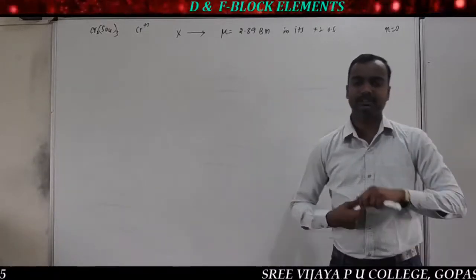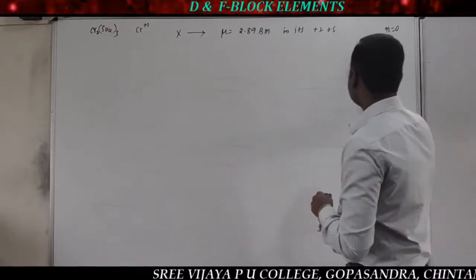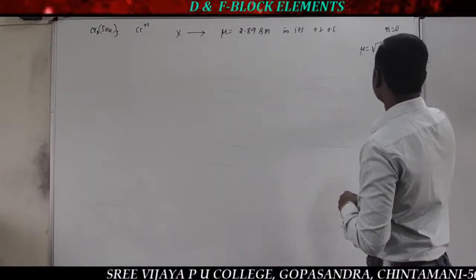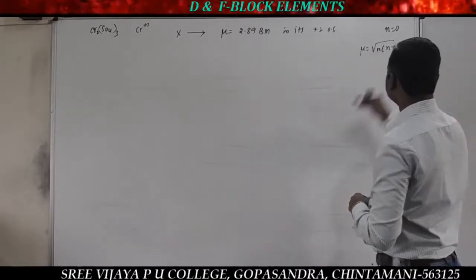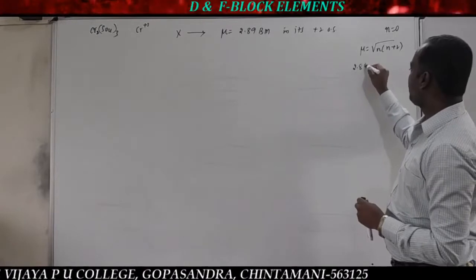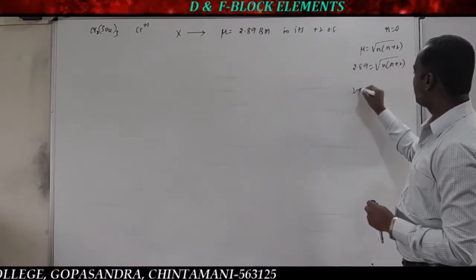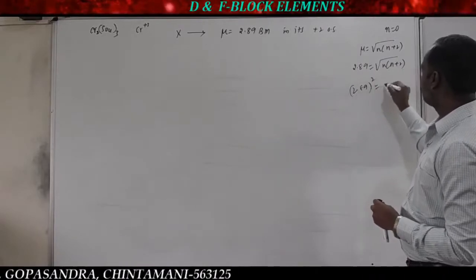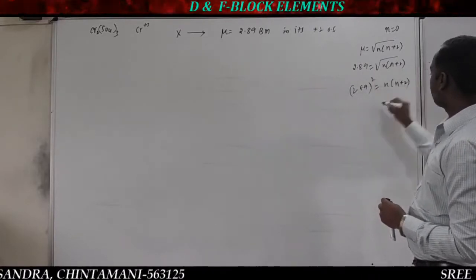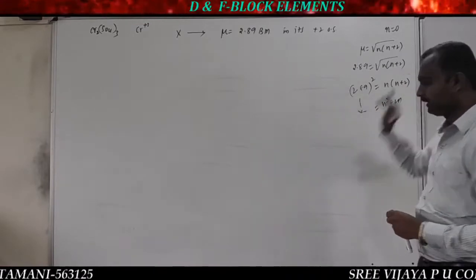They ask how many unpaired electrons there are. To find the unpaired electrons, the mu value is given. We know the formula: mu is equal to root of n into n plus 2 Bohr magneton. Now the mu value is given, so you substitute 2.89 is equal to root of n into n plus 2. Squaring it, you get 2.89 whole squared equals n into n plus 2, that is n square plus 2n. Calculating this gives some value.